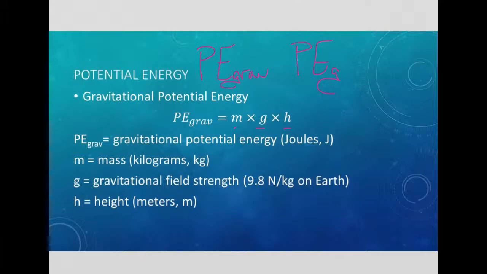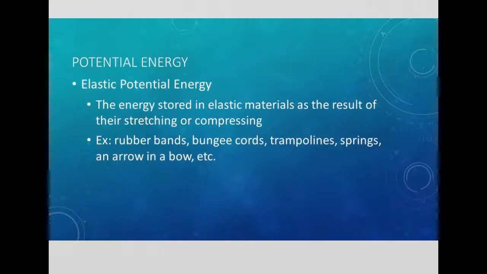So here, gravitational potential energy is measured in joules, which we've already seen with work. Mass we know should be measured in kilograms. g is going to be the gravitational field strength, so we have that as 9.8. It's different than the acceleration due to gravity, especially in terms of its units, which you might remember are meters per square second. Here we're using newtons per kilogram on Earth, and then h will be height, and that'll be in meters. So you need to watch all of your units here.